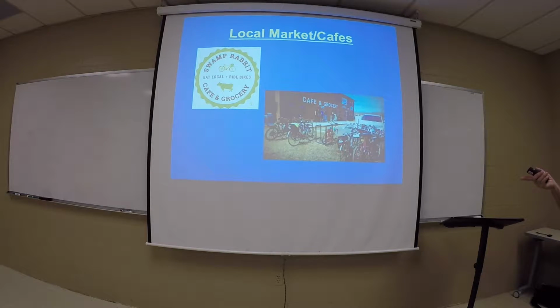Little local markets and cafes. I think a good example of this is Swamp Rabbit Cafe. How many of you have been to Swamp Rabbit? More people. Okay. Yeah, they source a lot of their products locally in the grocery store and the cafe, and it's almost kind of become a tourist destination for people that want to bike the Swamp Rabbit Trail to stop there and eat. The Organic Farm on Campus has provided some produce to Swamp Rabbit.